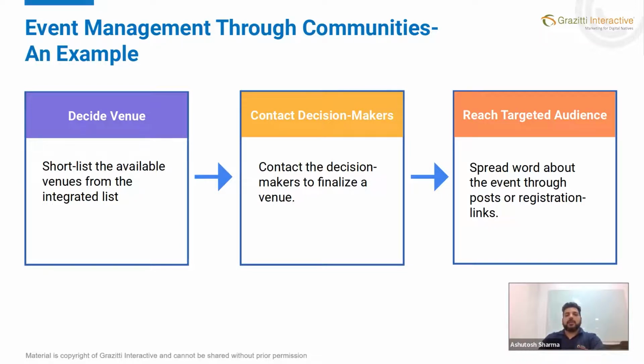After selecting the venue, they can reach out to the members of the community itself and ask them to sign up using a registration link. Plus, interested members will ask their peers to sign up for the event. In fact, the event managers can maximize the registrations by pinning the event information and registration link in the community.